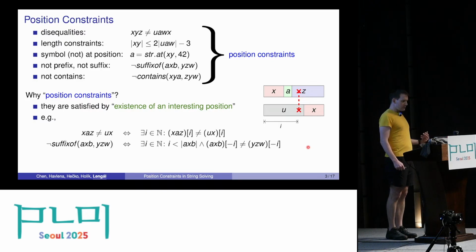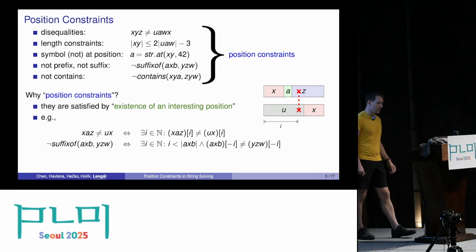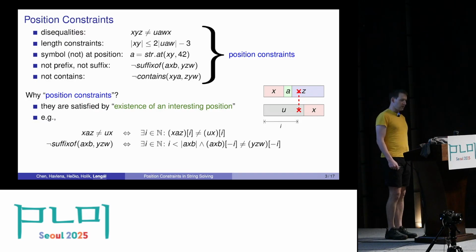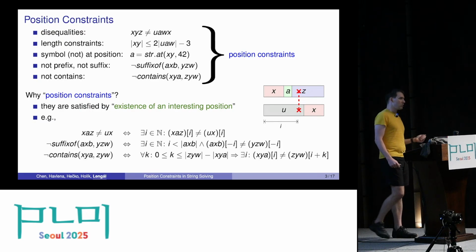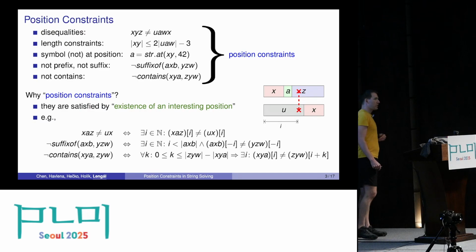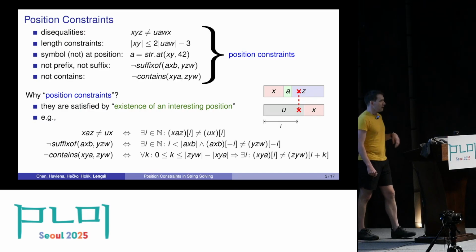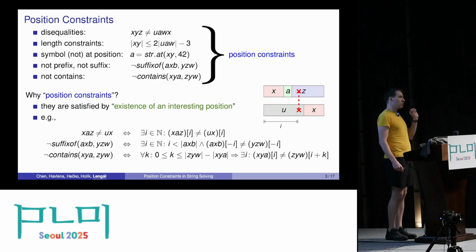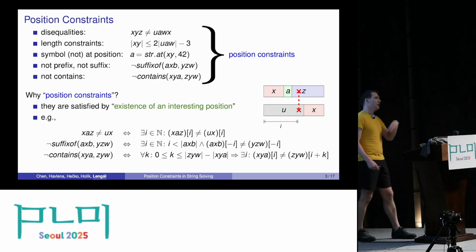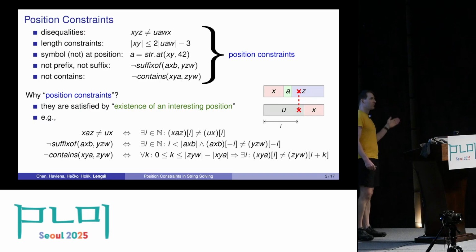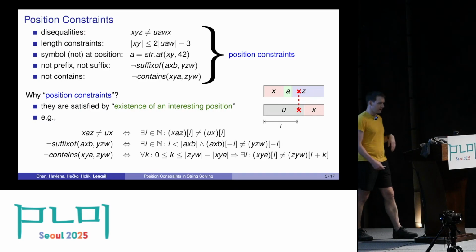For not suffixof, I can also express this as some kind of existence of an interesting position, in this case from the back of the strings. And if I look at not contains, this is more complicated. I will be talking about why it's complicated later. Now if there is some not contains, I'm saying that for all offsets, there is some mismatch somewhere. So I have something like a universally-existentially quantified formula.